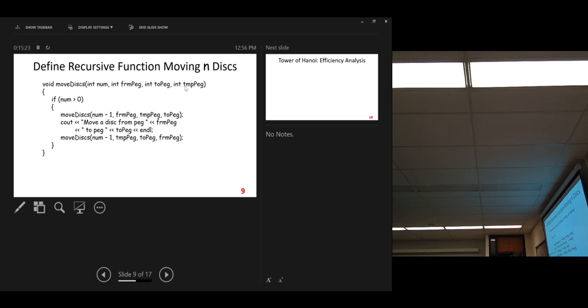That's the explicit move. When n equals 0, you get out of the if statement, you reach the end of the void function, and you get out of the function. So you don't worry about the n equals 0 case. For n equals 0, you just get out of the function. So that's the function.